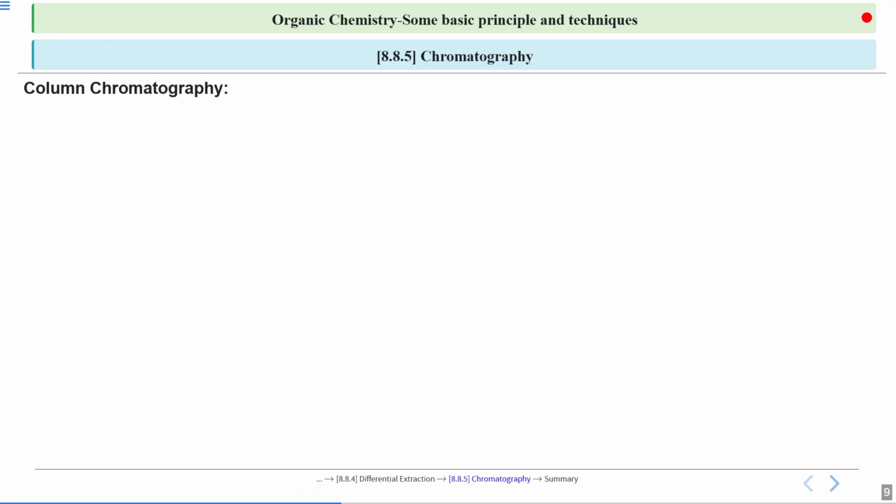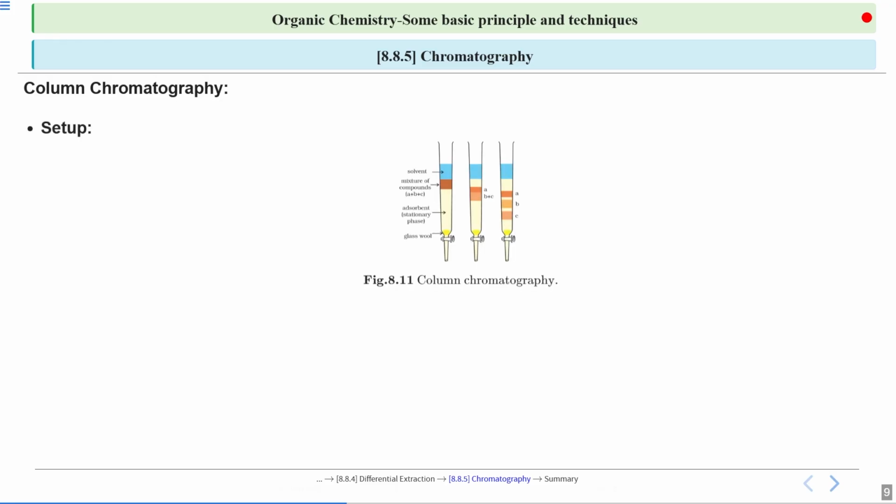So we'll talk about the first one, which is column chromatography. What is this column chromatography? So here is a setup. So you can see three columns. Now these three columns are defining three different stages. Let us look at them one by one. First of all, what you do, you take a glass tube fitted with a stopcock. So at the bottom of the diagram, you can see that you have a knob-like thing. So it is representing the stopcock.